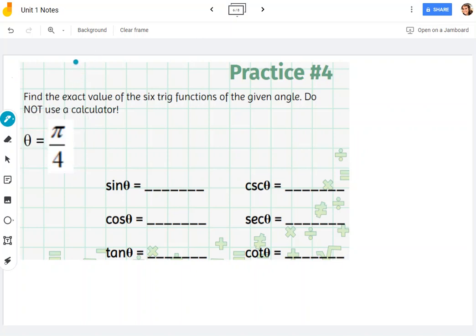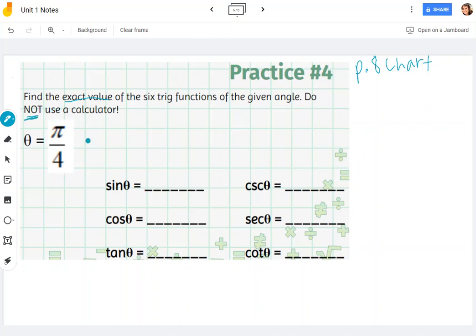So this question is kind of like the ones on the page 8 chart that you had to do for homework, but I wanted to go ahead and give you an example of me working through this since we didn't get to it last class. This is a screenshot straight out of last Friday's slides. We need to find the exact value of the 6 trig functions of the given angle. Do not use a calculator.